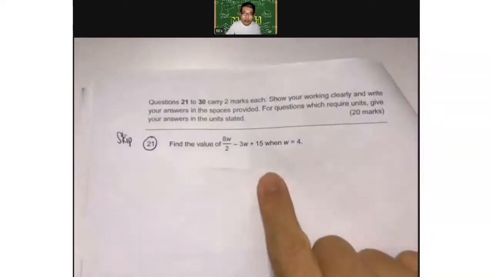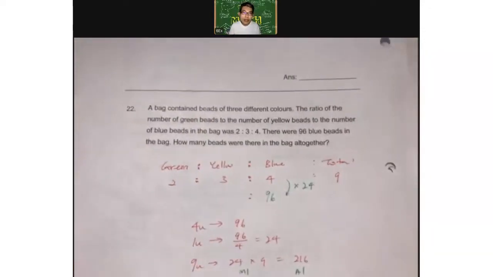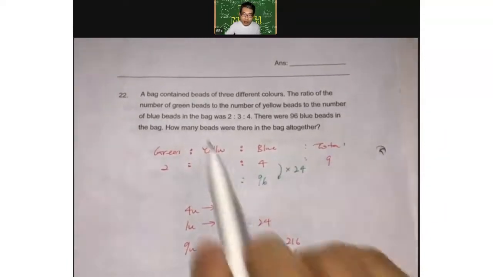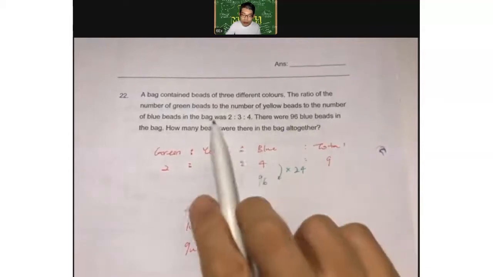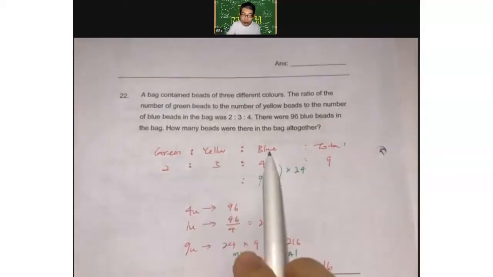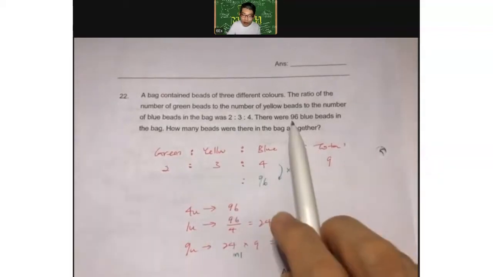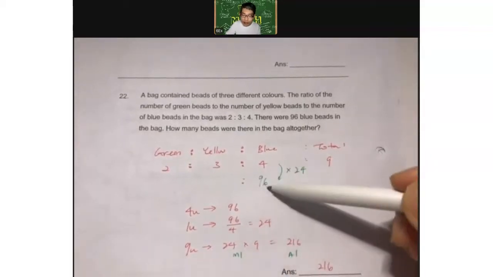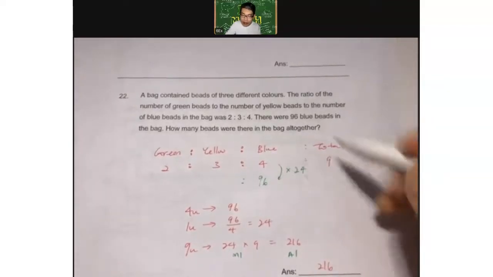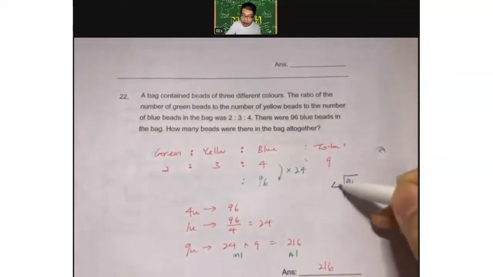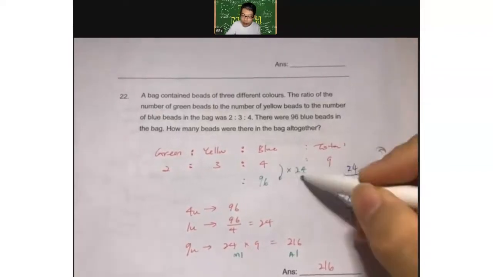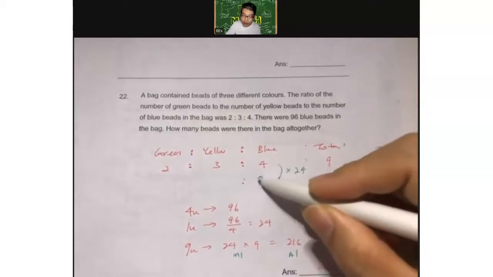Right, I've not learned algebra, so we'll skip this. Now, a bag contains beads of 3 different colors. The ratio of the number of green beads to yellow beads to blue beads was 2 to 3 to 4. So green to yellow to blue, 2 to 3 to 4. There were 96 blue beads, so I write 96 below here under blue. So how do I get 96? Well, I can use 96 divided by 4. 4 times 24, I get 96.